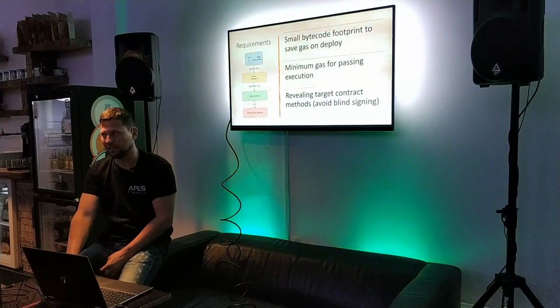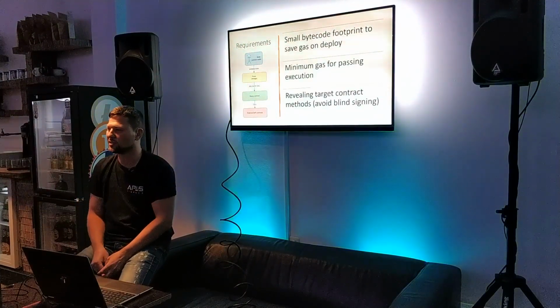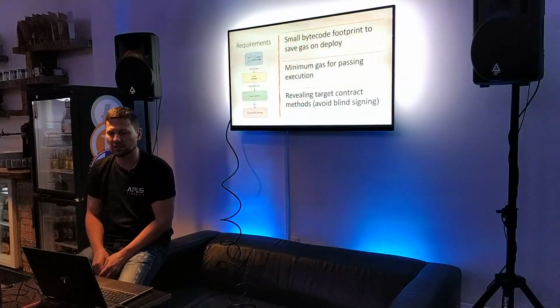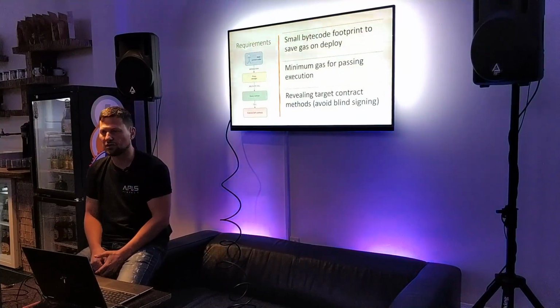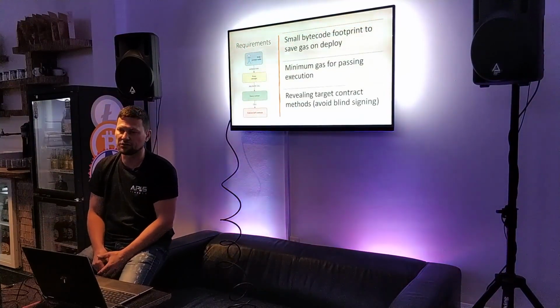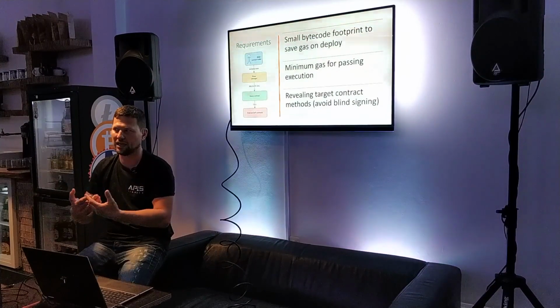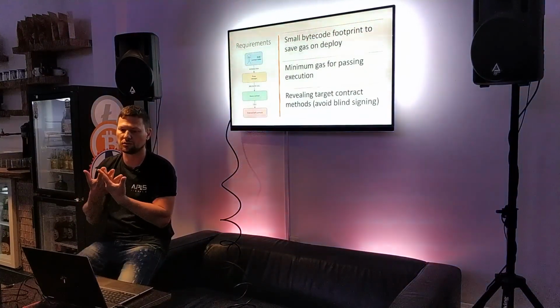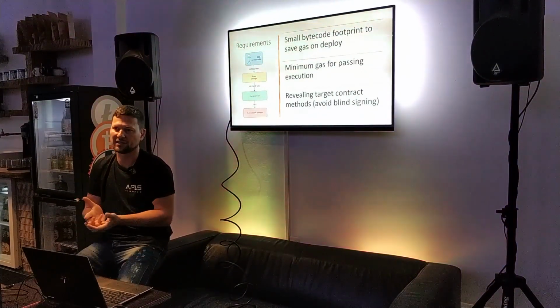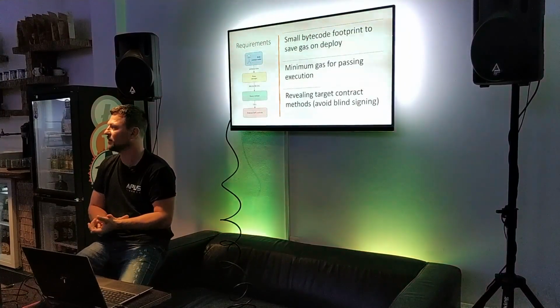And the other one, which is not that common among contract developers, is to really reveal target contract methods. That's, again, for the user, trying to avoid blind signing. I don't know, are you guys familiar with blind signing?